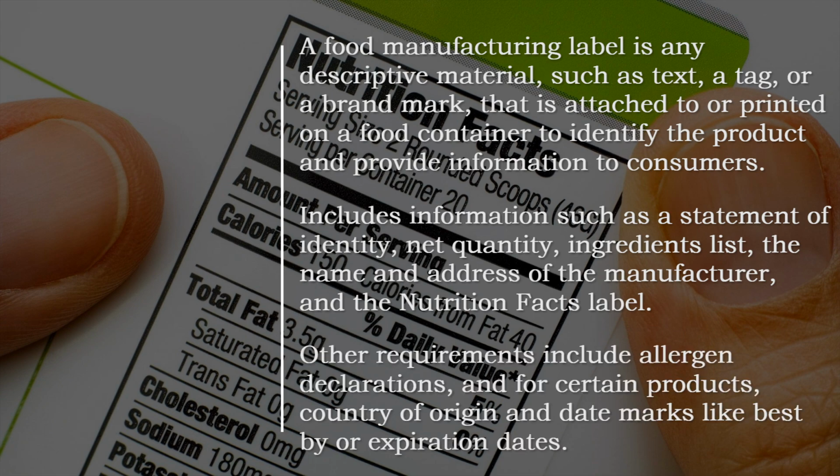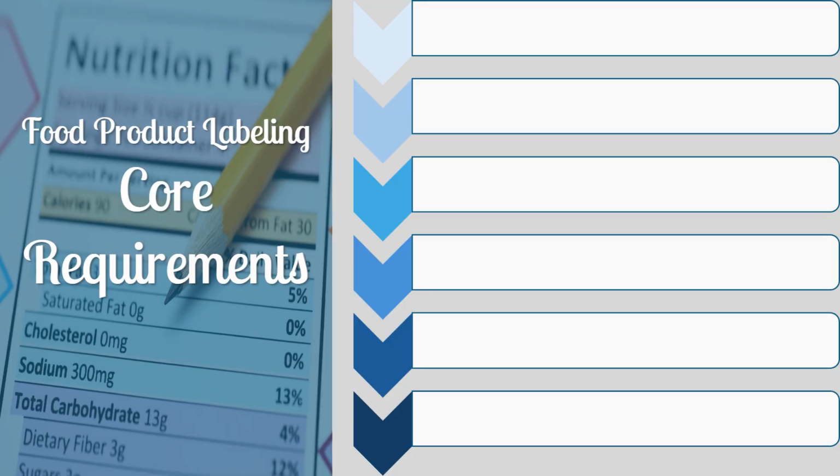Other requirements include allergen declarations, and for certain products, country of origin and date marks like best by or expiration dates. The label must also follow specific formatting rules, such as listing ingredients in descending order by weight and ensuring certain information is legible. The core requirements of food product labels include statement of identity, the common or usual name of the food product, such as soup or cereal.